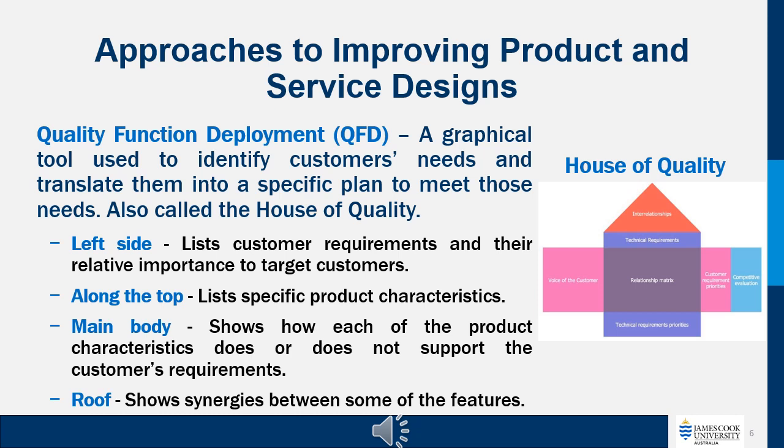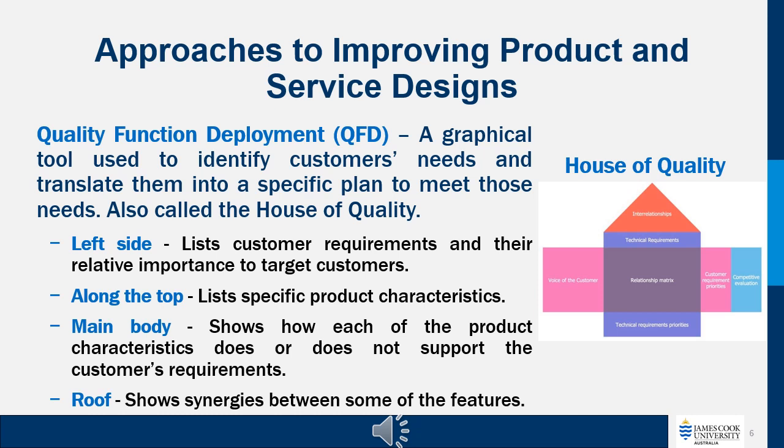Then in this house we have a roof as well, which shows synergies between some of those features. So the roof of the house of quality represents the synergies or the correlation between different product characteristics. It highlights how certain features may interact with or influence each other. This information helps the design team identify trade-offs or dependencies among the product characteristics and make informed decisions during the design process.